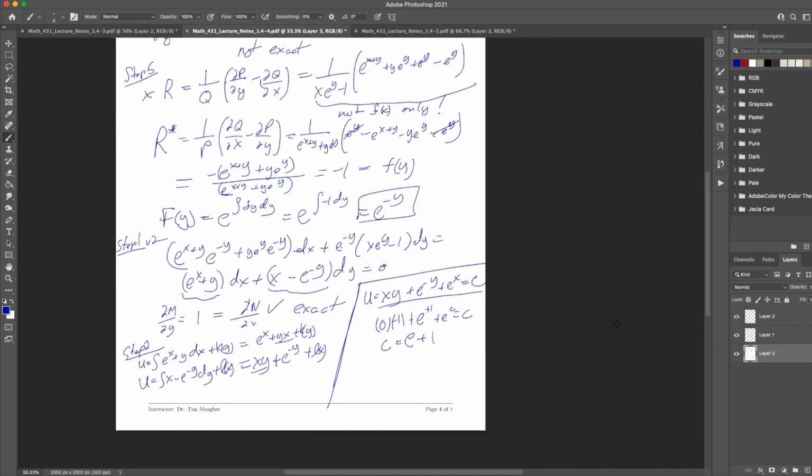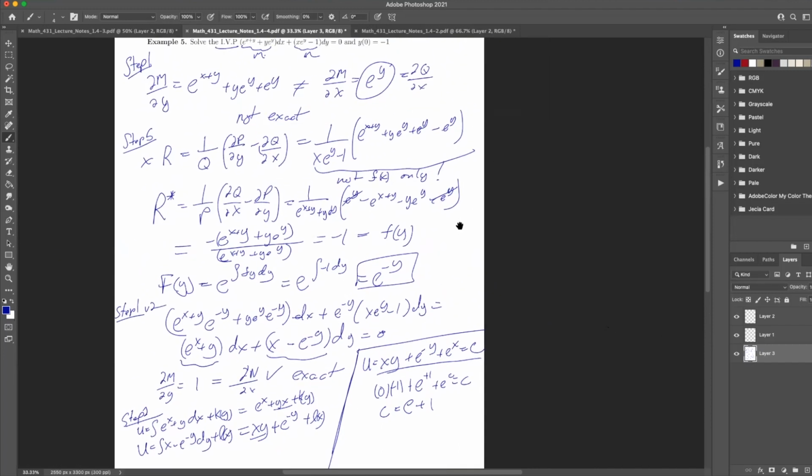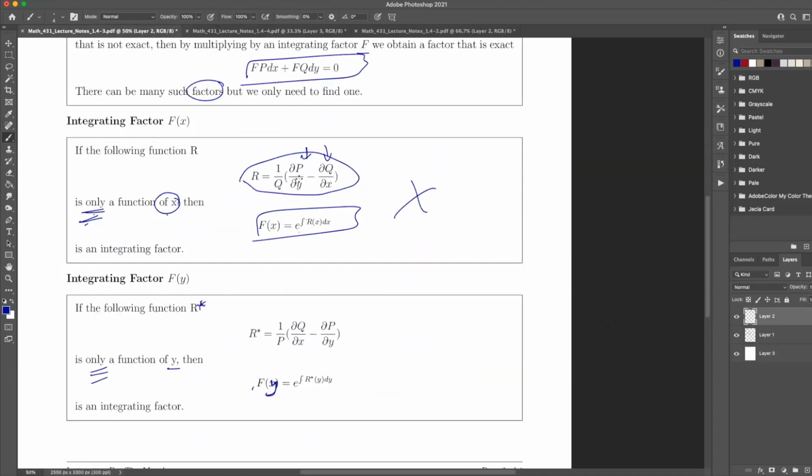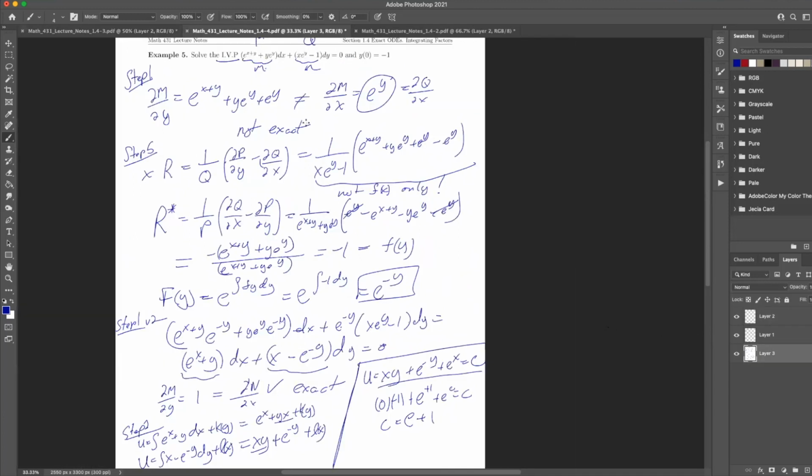Okay, so let me zoom out real quick and show what we did. Here we found something that's not exact. Since it's not exact, we try the two things from here. We want to see if either of these are functions of only x, or only y. Here we calculated this mess. This does not simplify to be only of x. This, however, does simplify to be only in y. In fact, it simplifies just to be -1.